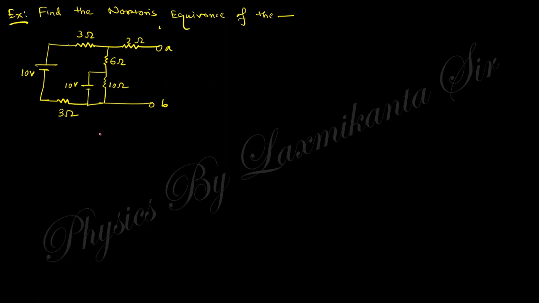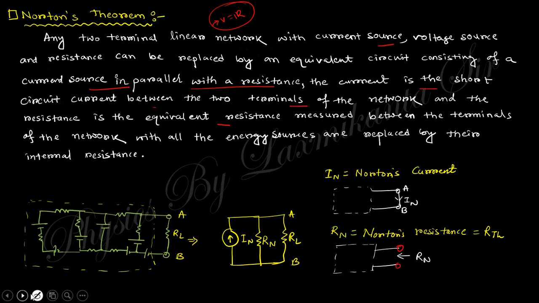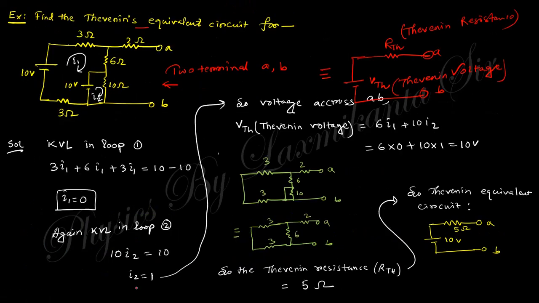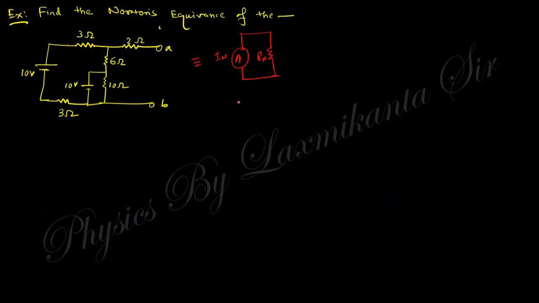If you take this previous example, you need to find out the Norton equivalent circuit of this one. So this must be like that. This is the Norton current IN with the parallel resistance RN, and this is nothing but the Thevenin resistance which is already obtained, that is the 5 ohm. Clear? So RN is 5 ohm, no problem.